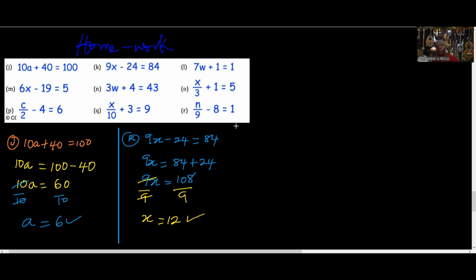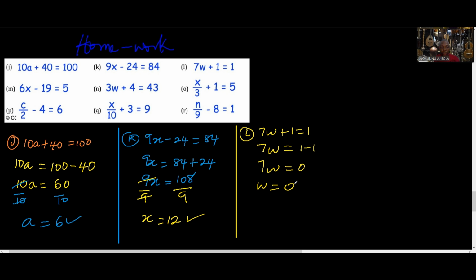And the next one, 7w, that's option L. 7w plus 1 equal to 1. So if we take the 1 out, it will be 1 minus 1, that is 0. So 7w equal to 1 minus 1. And 7w is 0. So that means w must be 0, because we can't multiply two numbers and get 0 if one of them is not 0. Is that clear?